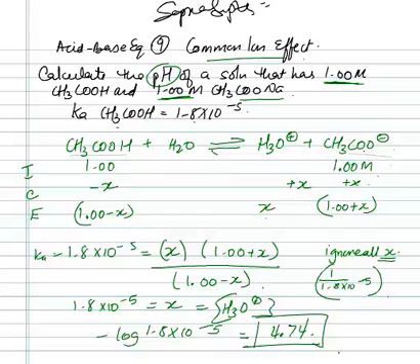This is also a prelude to buffers, okay, because what you have just done is you're dealing with acids and their conjugate bases. So if you had the molarity of 1.00 for the acetate and 1.00 molarity for the acid, then the pH of that buffer is 4.74.